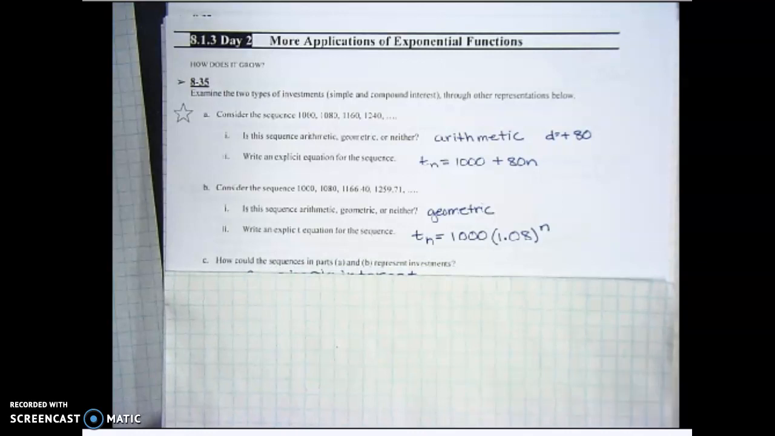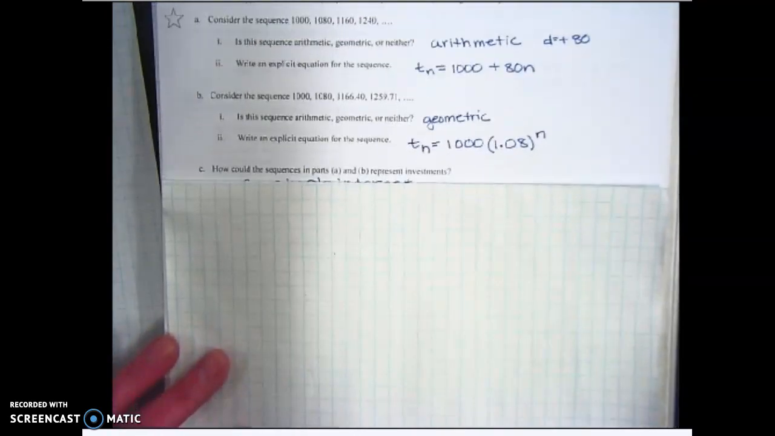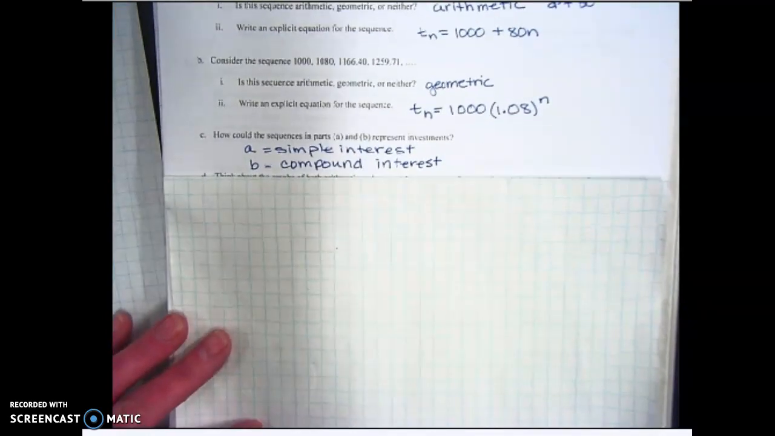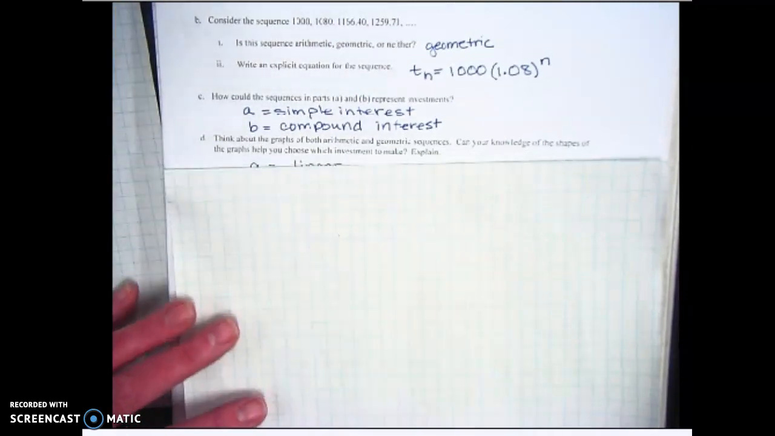Part C, how could the sequences in parts A and B be represented in investments? You guys already told me the first one was the simple interest. The second one was the compound interest.